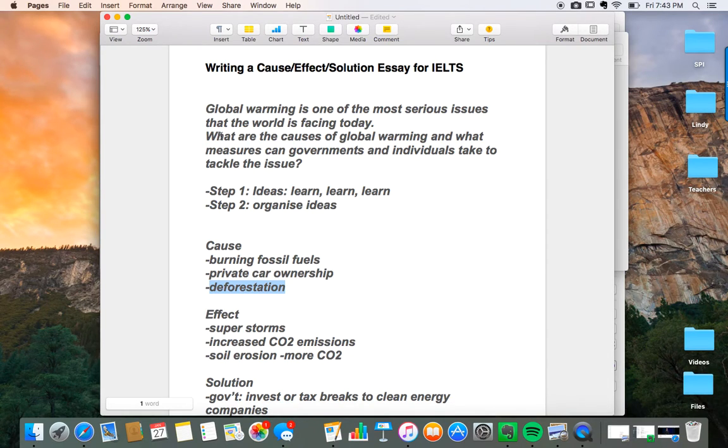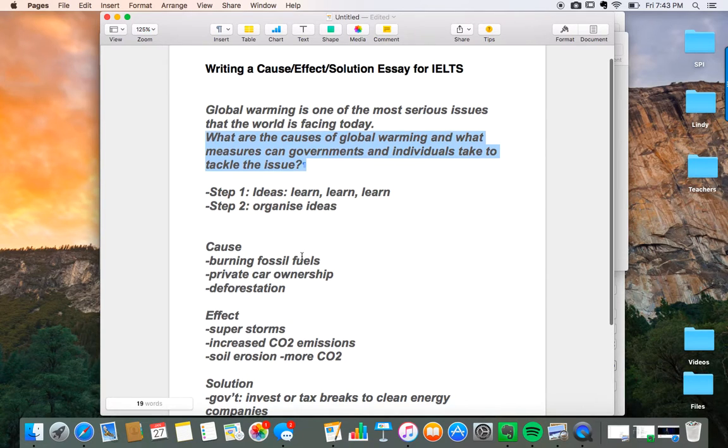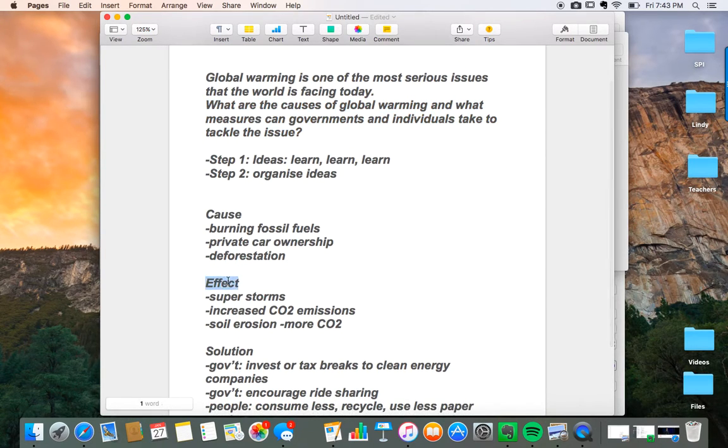Now, this text only asks for causes and solutions, but I would recommend thinking about the effects as well. This is going to help you write your introduction or possibly your conclusion. Now, I'll show you how this information is important in the next few minutes here.